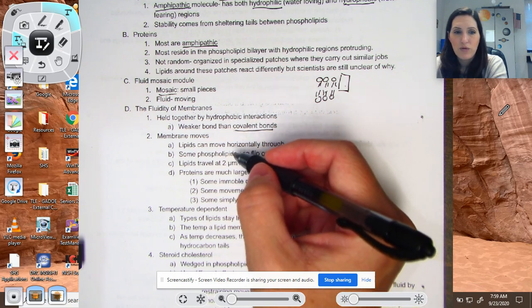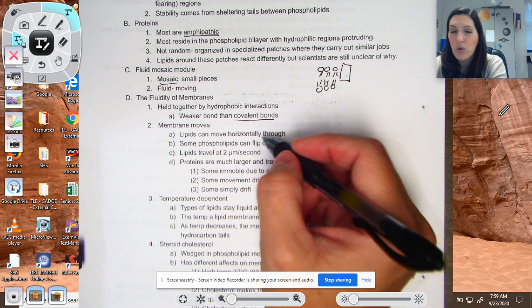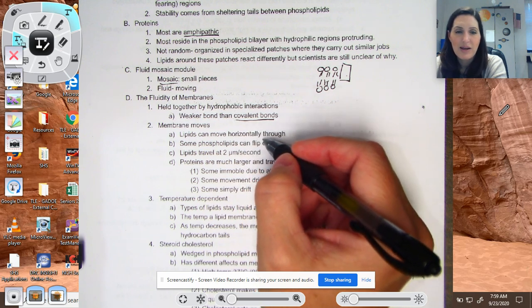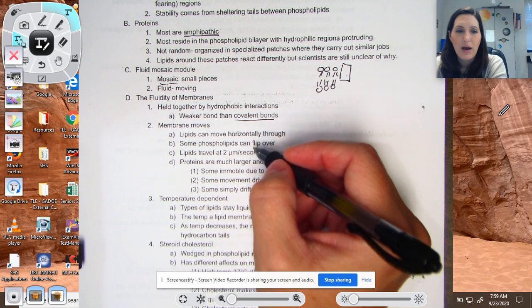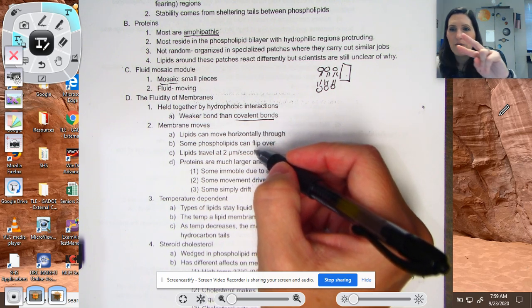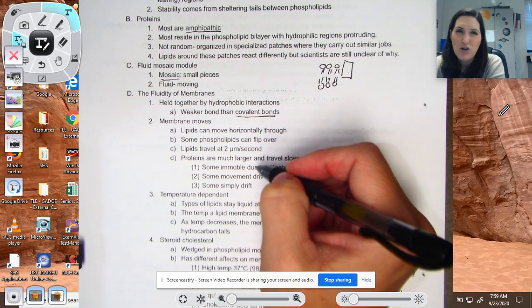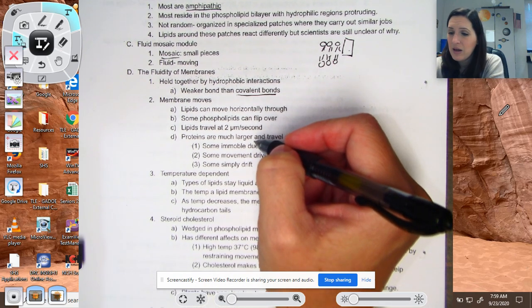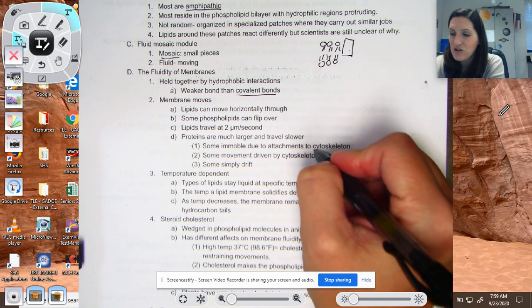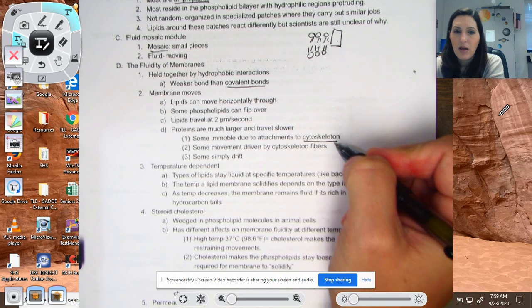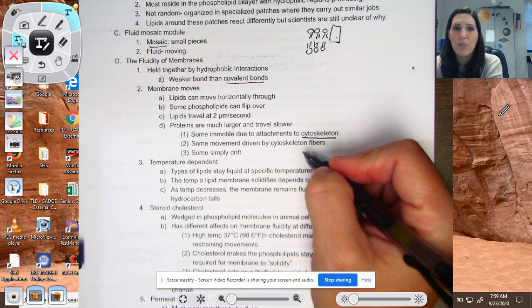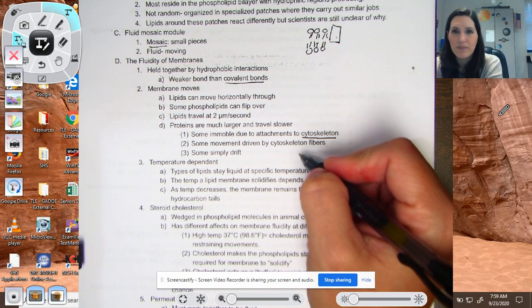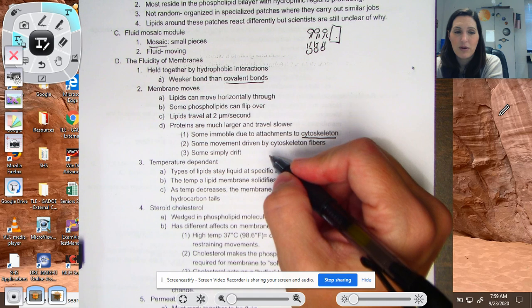Membranes move. Lipids can move horizontally, like somebody going through a crowded room. They can move through there. Some phospholipids even will flip over. Proteins are much harder to travel because they're really big. Some are immobile because they're attached to the cytoskeleton. Some movement is driven by the cytoskeleton, meaning they're putting it there in a particular region. And then some simply just drift.